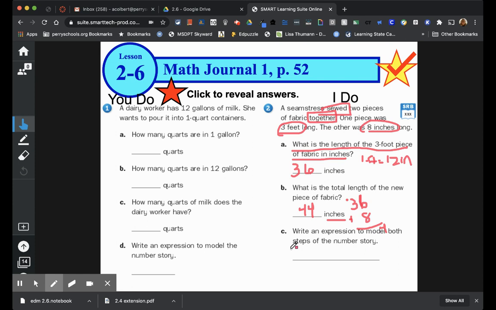Write an expression to model both steps of the number story. Well, first of all, I took 3 times 12, and I'm going to put that in parentheses because I did that first. Then I added 8 inches. And again, it's asking me for an expression, so I'm not going to put an equal sign. I'm not going to put the answer. This is simply what I did to solve this problem. So now what I would like you to do is to solve number 1.